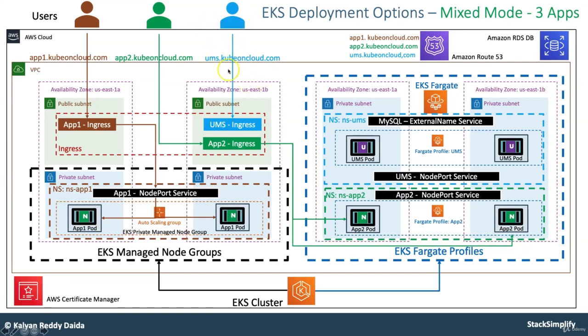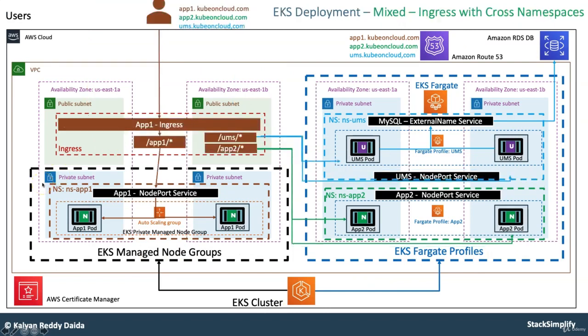In the same way for ums.kubeoncloud.com, we access it and the request comes to the UMS pod. If the request is health status, then it is served directly from here. But if the request is something like list users, which is /users, then the request will go to the external name service, then to the RDS database, and then be served back to the user. So this is the mixed mode with 3 apps that we are going to deploy. Again, I am going to reiterate, mixed mode is nothing but having both Fargate profiles and EKS managed EC2 nodes in the same EKS cluster.